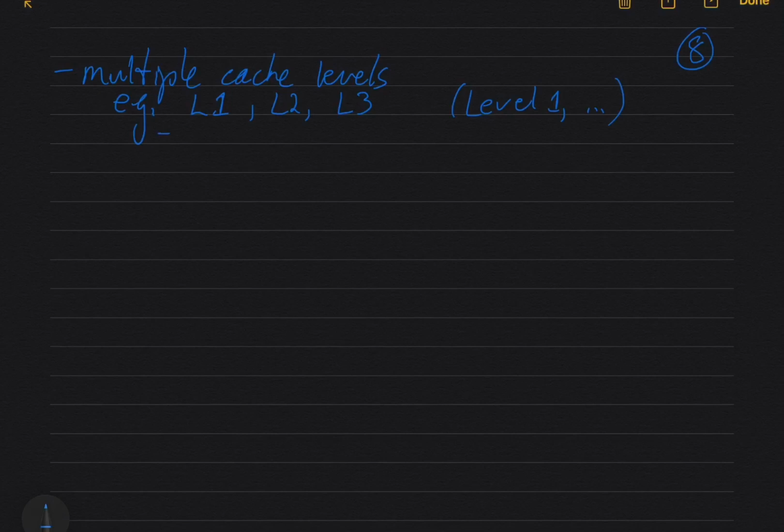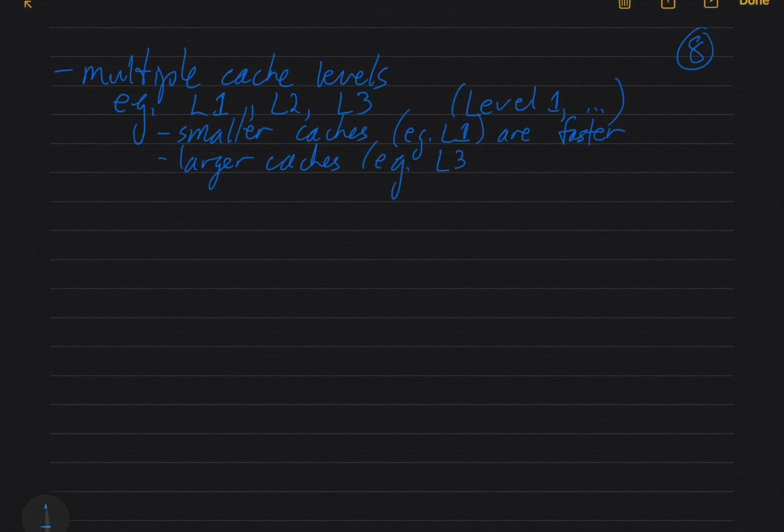And so the way they work basically is that the smaller caches, so that would be, for example, the level 1 is going to be your smallest cache, are faster, and the larger caches, so for example the L3, if you've got an L3, hold more, obviously, so have higher hit rates.